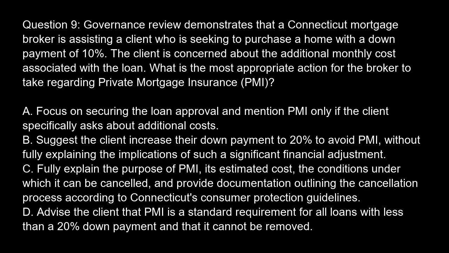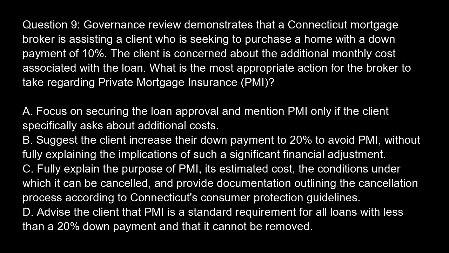Governance review demonstrates that a Connecticut mortgage broker is assisting a client who is seeking to purchase a home with a down payment of 10%. The client is concerned about the additional monthly cost associated with the loan. What is the most appropriate action for the broker to take regarding private mortgage insurance, PMI?